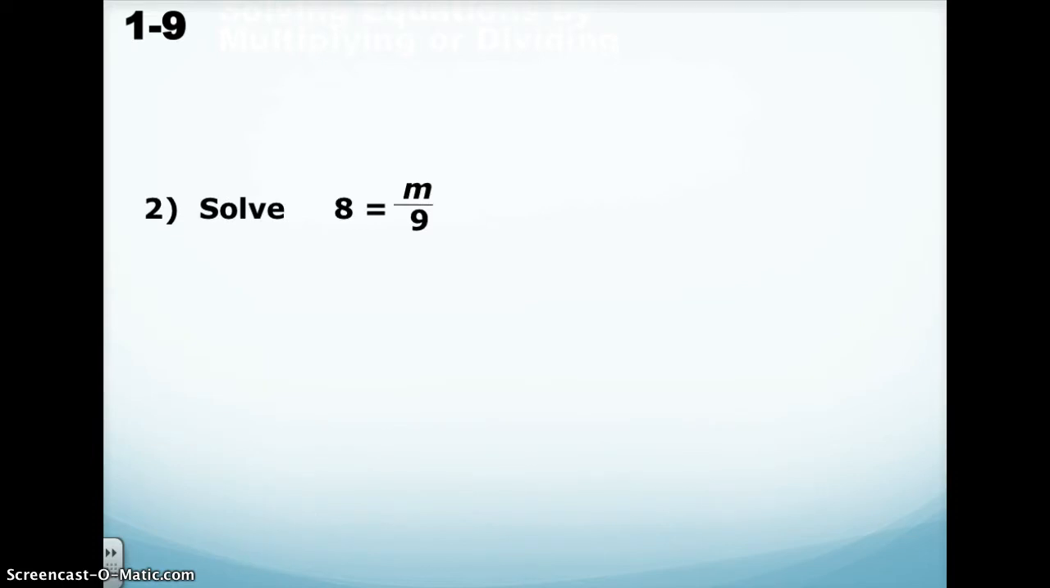Next example, this is example 2. In your notes, it looks slightly different. I'd like you to rewrite it so that it matches what's on the slide here, so that it's 8 equals m over 9.